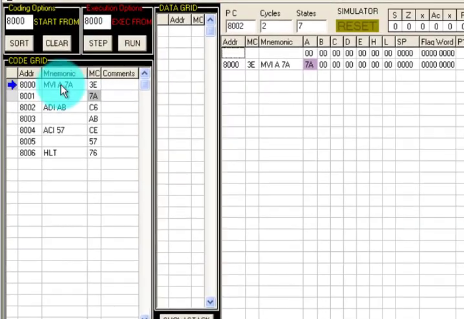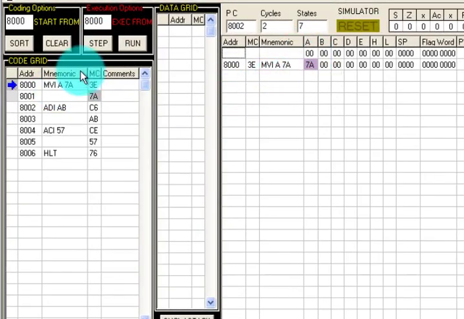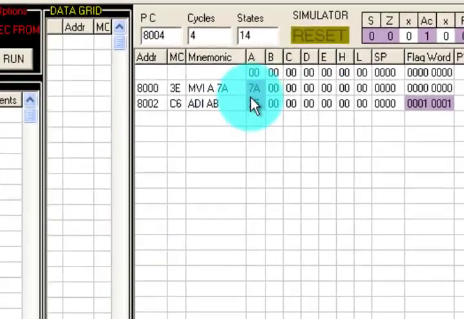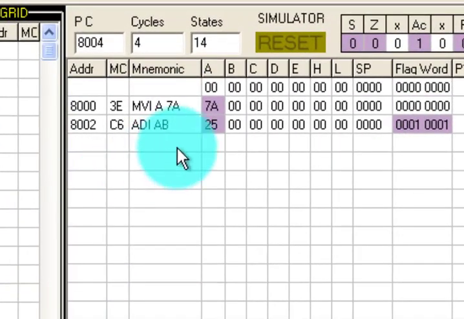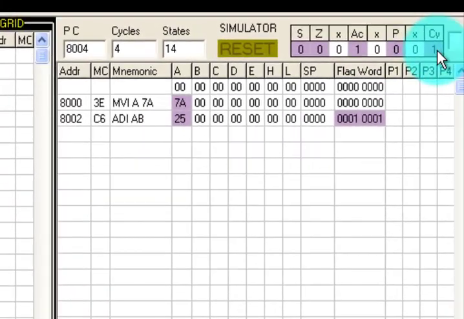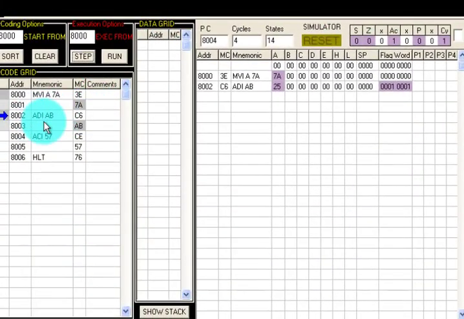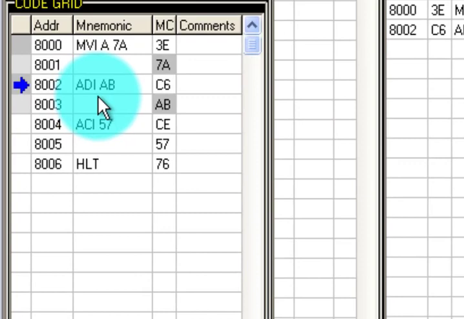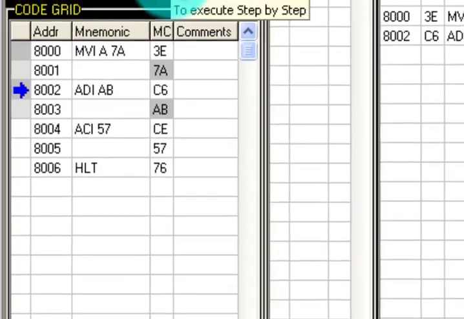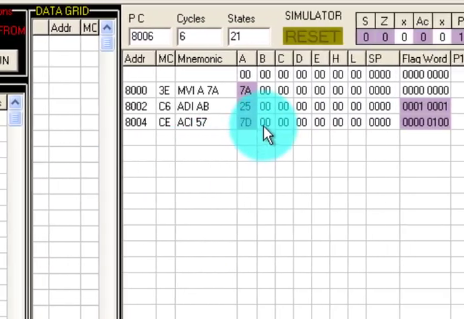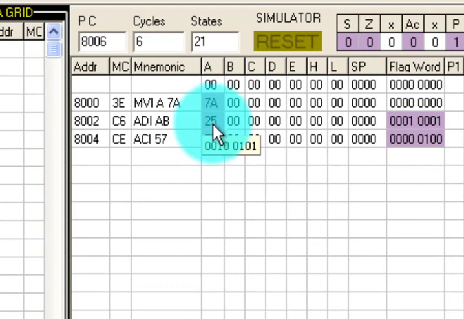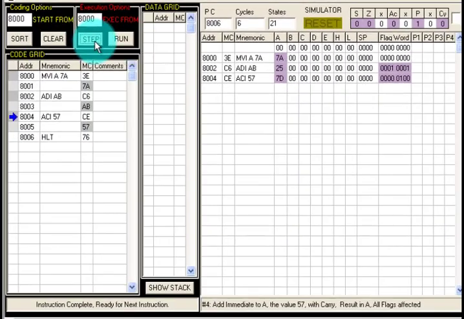With the first step we have 7A in A. With the next step, AB gets added with 7A and the result is 25, and we can see a carry is generated. In this ADI only the data of A and the immediate data are added, and the carry generated in the previous addition is not added. Now with ACI 57, it adds the contents of register A, the new content 25, along with 57 and the carry which was generated in the previous addition, and we get the final sum as 7D. And this is the halt instruction.